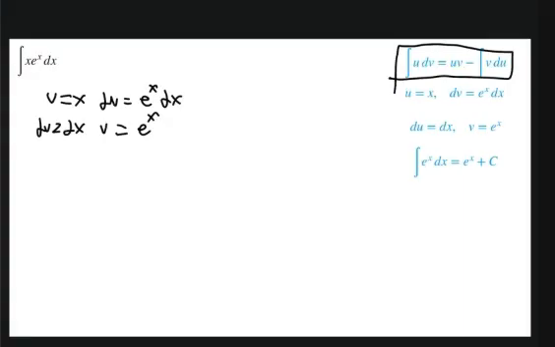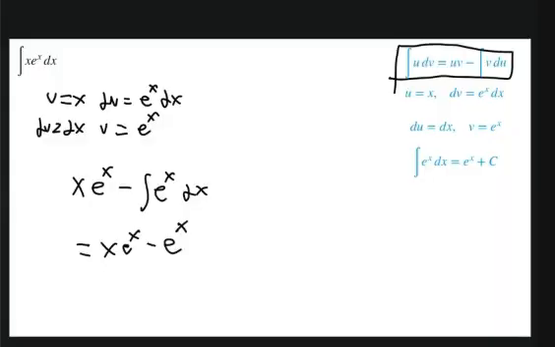Now plug this into the formula. So then we get x e to the power of x minus the integral of e to the power of x dx. And the integral of e to the power of x is just e to the x, so we're just left with x e to the power of x minus e to the power of x plus c. And if we really want, we can factor out e to the power of x. I'm going to be left with that.